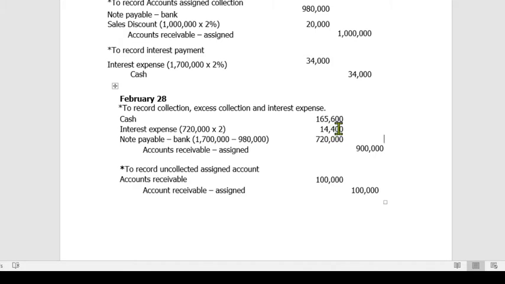Next, interest expense. Magkano ang interest expense mo? Ang natira na lang ay 720. That is 1,700,000 minus 980 times 2%. This is 2%. So, 14,400. So, magkano na lang ang matatanggap mo? 165,600. So, itong 165,600 na to, this is your excess collection ito ni bangko. So, bibigyan ka ni bank ng 165,600 dahil sobra na doon sa utang mo.